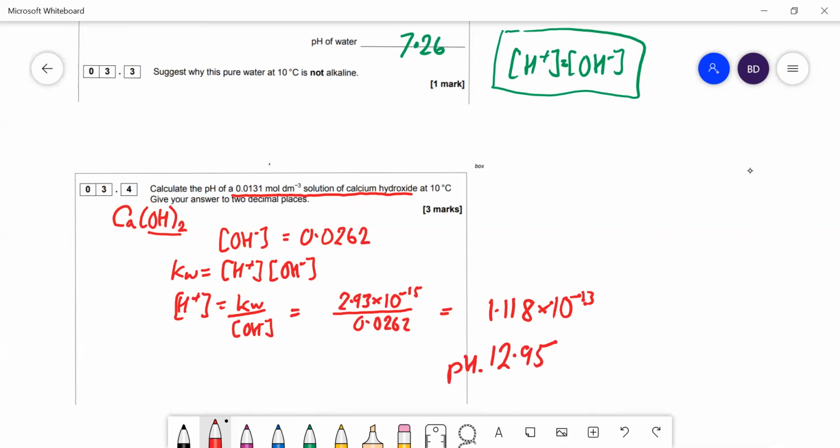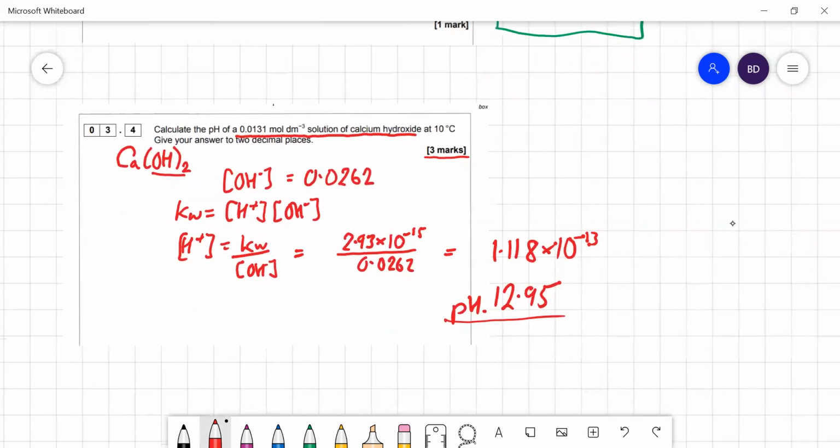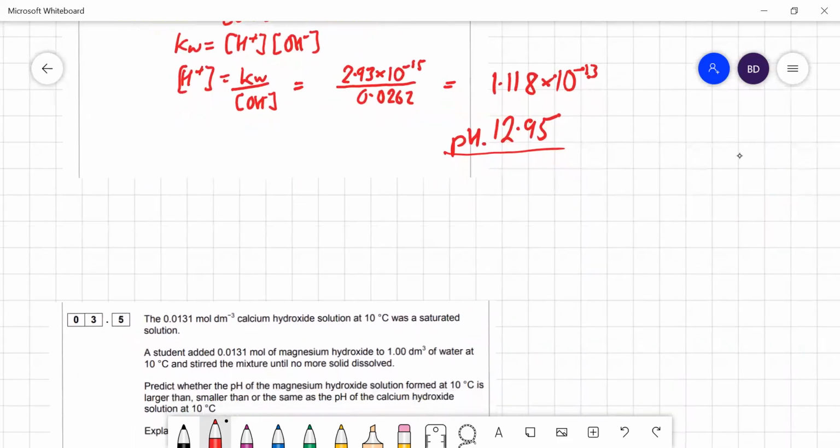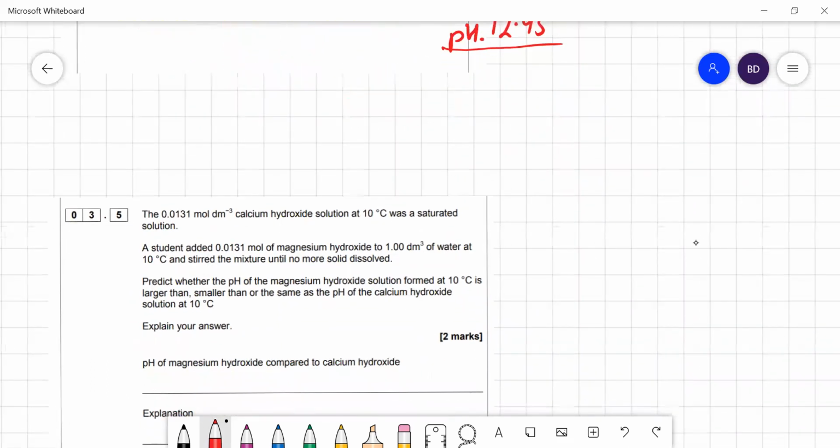And I think in the mark scheme, if you forgot that you get 2 moles of OH minus for every 1 mole of calcium hydroxide, you probably get 2 marks out, or 1 mark out of 3 or something. That is the right answer there. Right, so that's the end of the pH. Oh, no, it's not. It's not the end of the pH question because it carries on here.